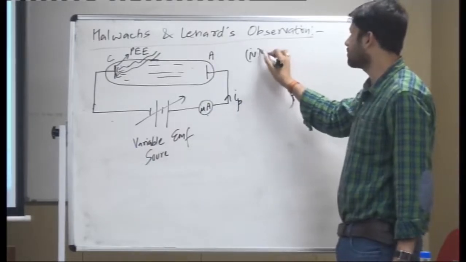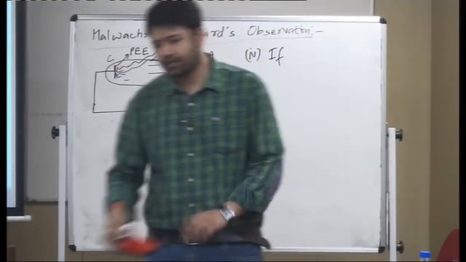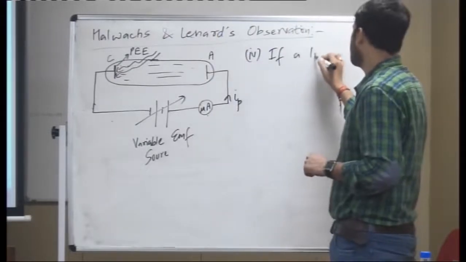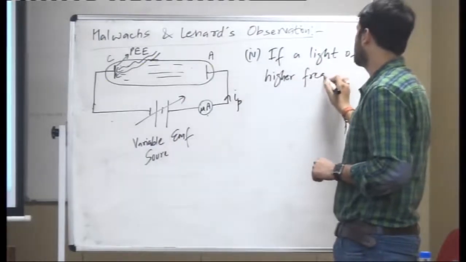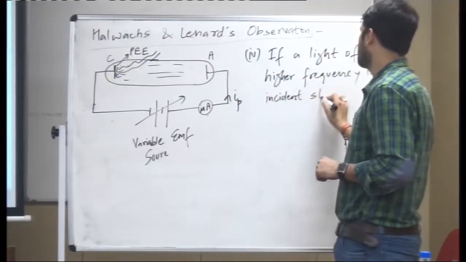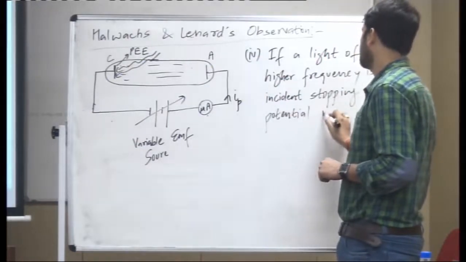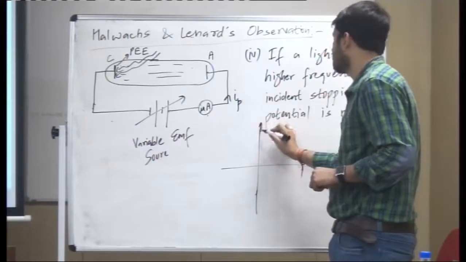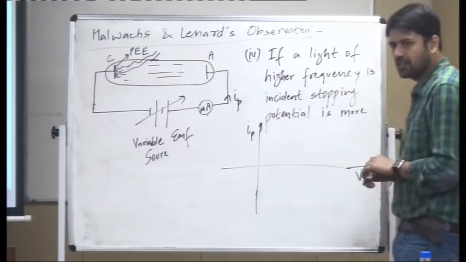Okay, I would write the 4th observation was, if a light of more frequency is incident, then stopping potential is more. If a light of higher frequency is incident, stopping potential is more. So the graph for IP versus V has another addition to it. What's the addition?